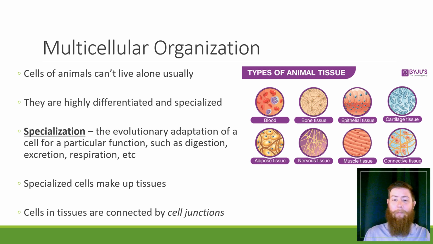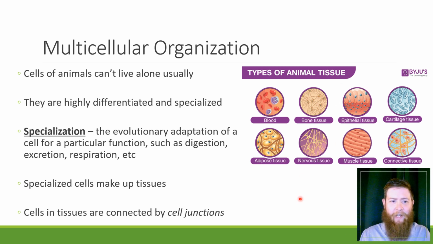Animals, like we said, are multicellular creatures, meaning their cells don't live alone. They're highly differentiated and specialized, and specialization is the adaptation of a cell for particular functions: digestion, excretion, respiration, etc. And when we take a whole bunch of these specialized cells and put them together, they make up tissues. There are lots of different types of animal tissue: blood, muscle, connective tissue, fat tissue, cartilage, skin, bone tissue.